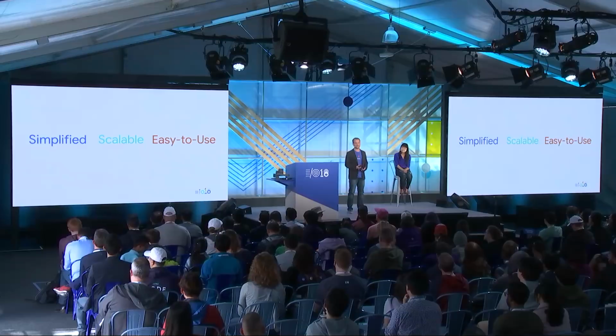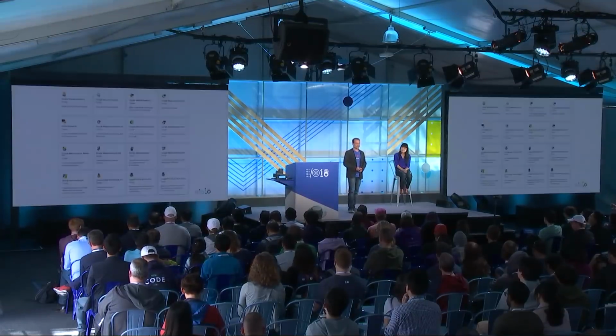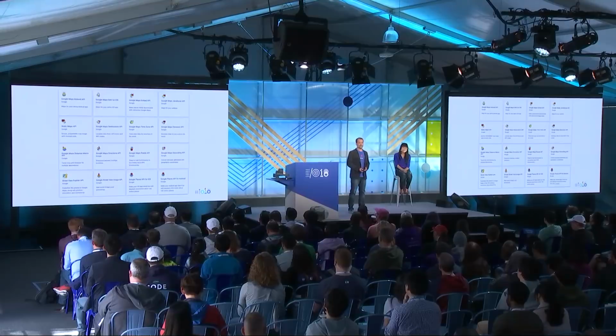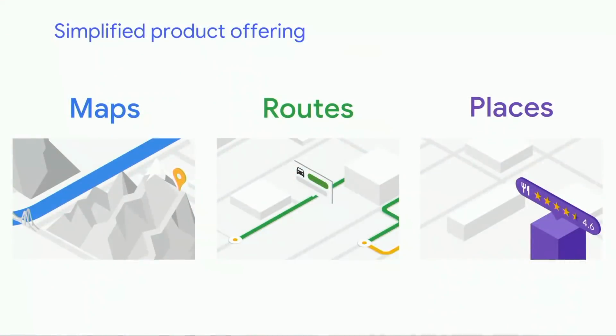We want your experience building on the Google Maps platform to be a more simplified development experience that's scalable to your needs and easy to use. To start, we're simplifying our 18 individual APIs and putting them together into 3 core products: Maps, Routes, and Places. These core products work together to provide the building blocks you need to create location-based applications.